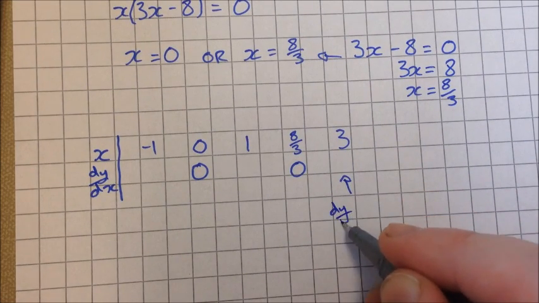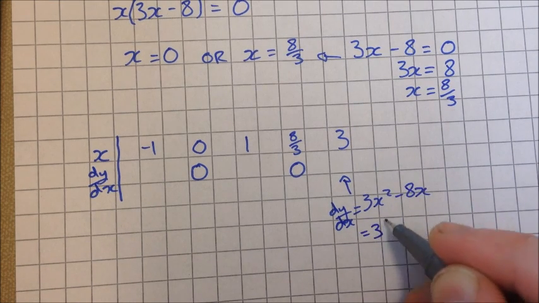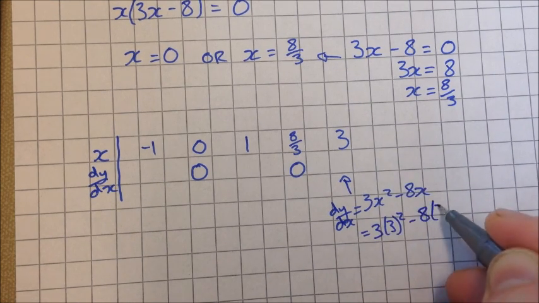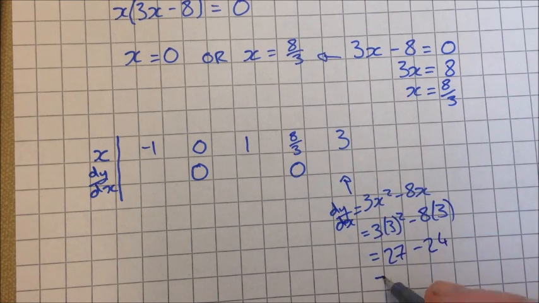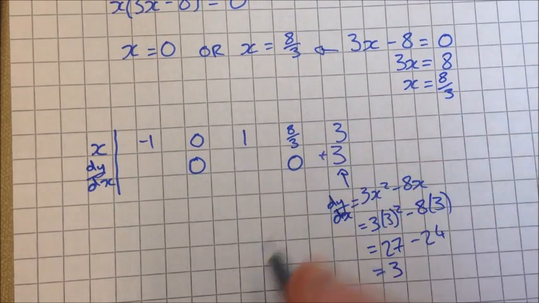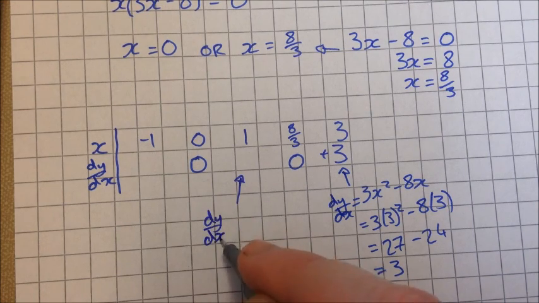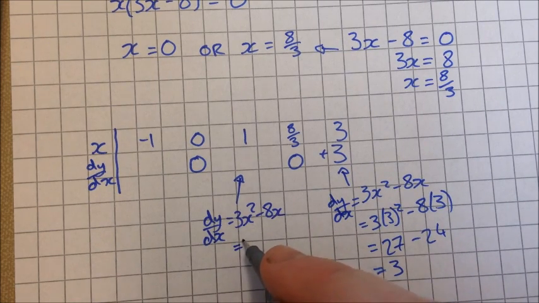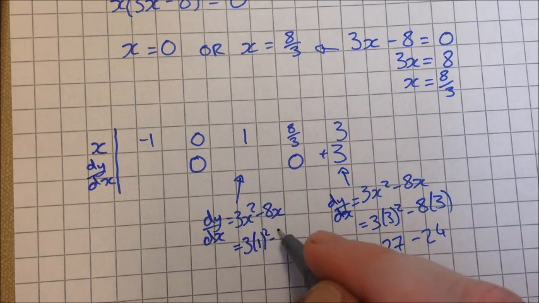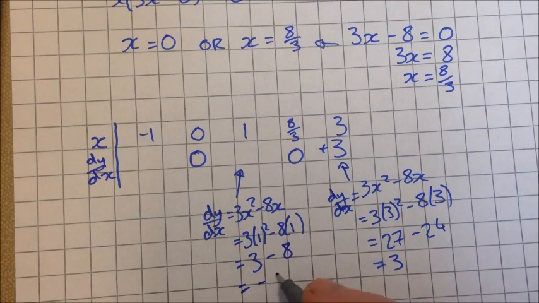So dy/dx equals 3x squared take away 8x, which is 3 lots of 3 squared take away 8 lots of 3. That's 27 take away 24, which is a positive 3. This one, dy/dx, which is 3x squared take away 8x, is 3 lots of 1 squared take away 8 lots of 1, which is 3 take away 8, which is negative 5.